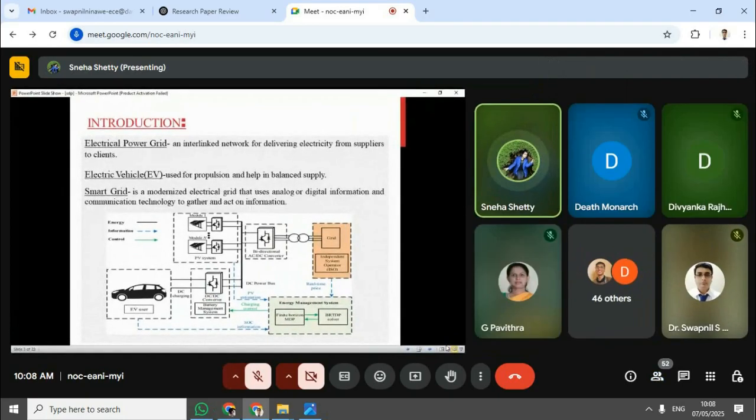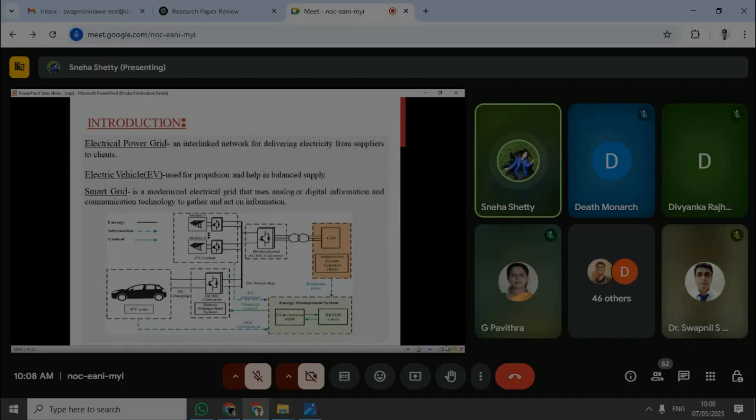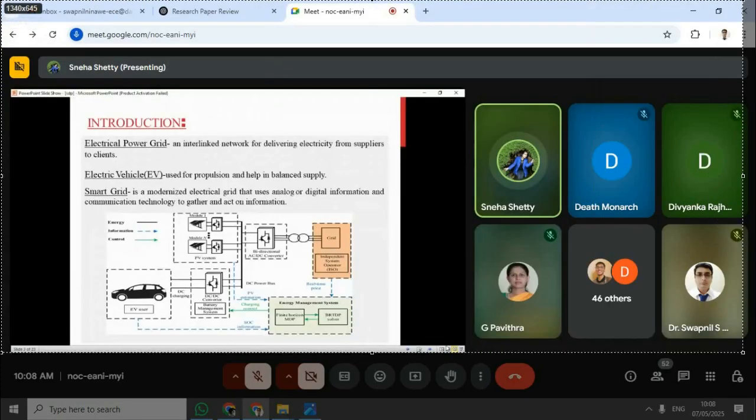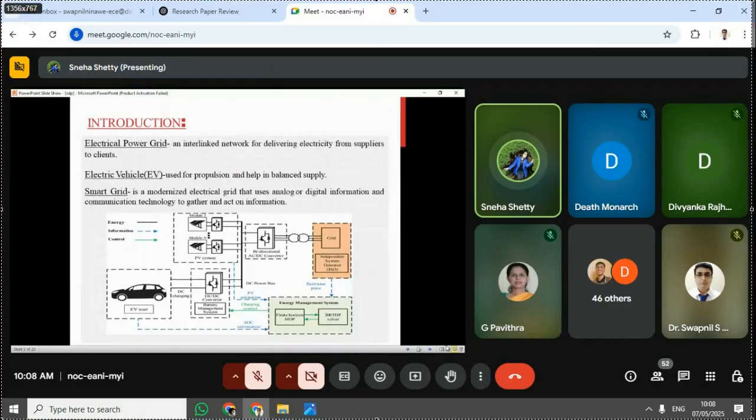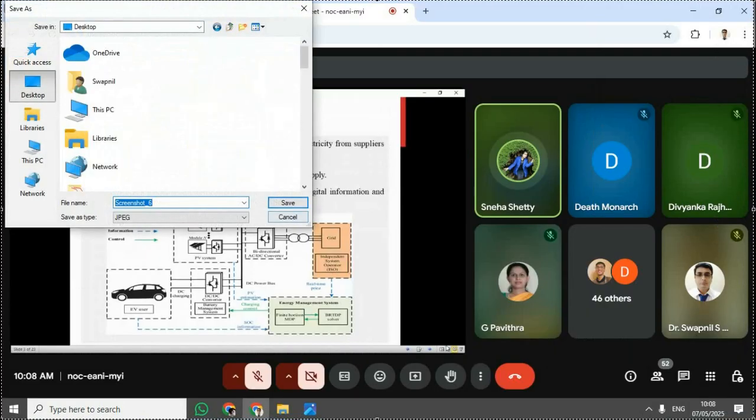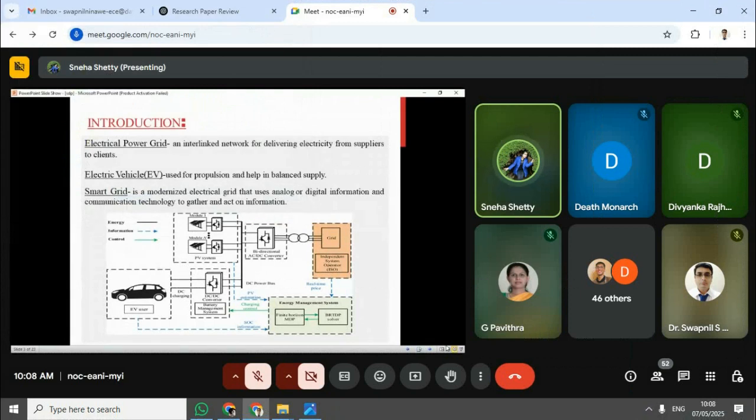Basically, once we start with electrical science, there are three main stages that we deal with. One is energy generation, the other is energy transmission, and the last is energy distribution. Right from generation through transmission and distribution, there are various variations happening with respect to voltages as well as current.